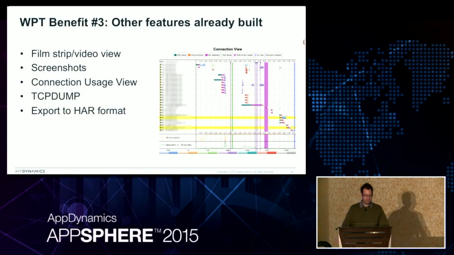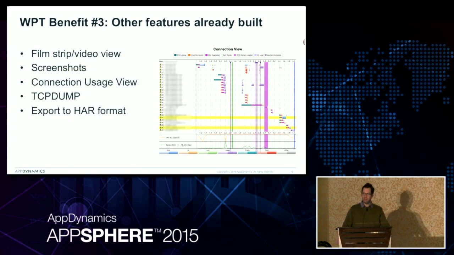So let's talk about more WebPageTest benefits. There are many other features in this agent technology that we don't quite yet use, but are already built and ready to go that we can adapt into the product. So you remember that film strip I showed you earlier? That's a pretty cool feature. Wouldn't it be nice to have that in your snapshots? That's a feature that we can basically integrate and build into the product.